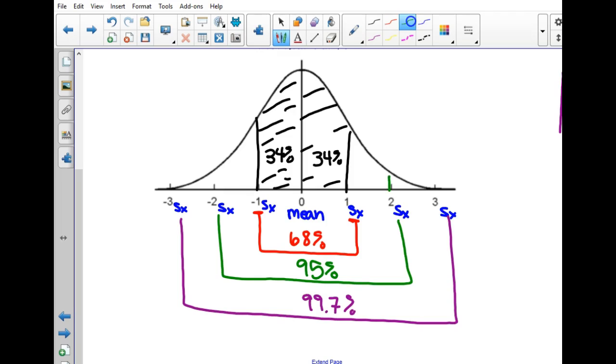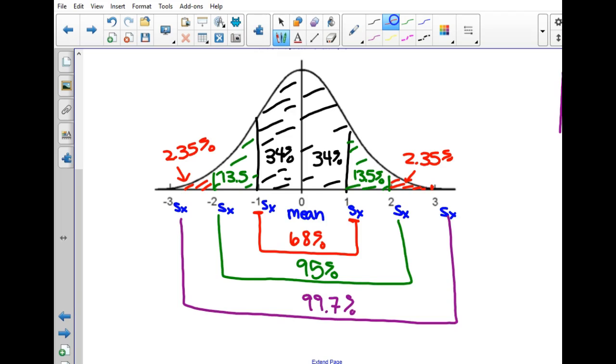13.5% of our population is between 1 and 2 standard deviations above the mean. And the same goes for right here, 13.5%. Between 2 and 3 is 2.35%. And right here, 2.35%.